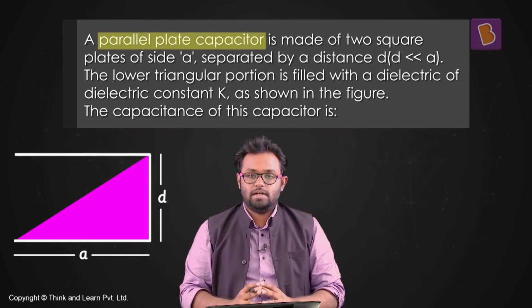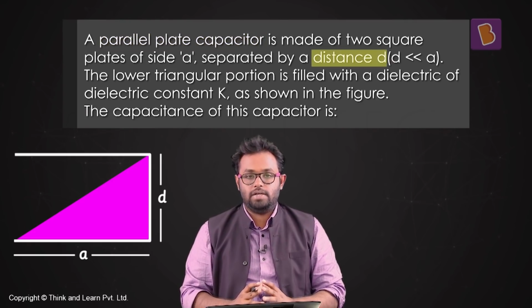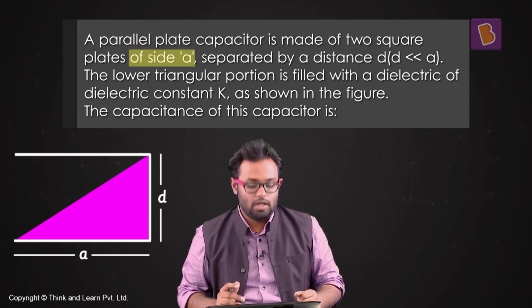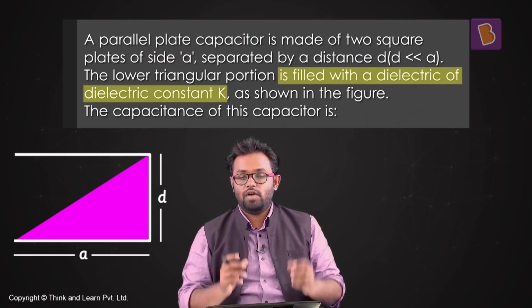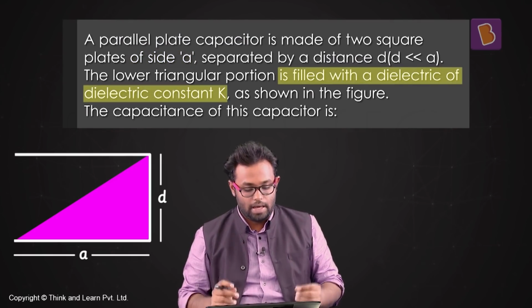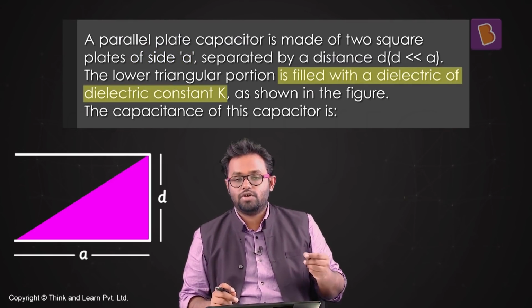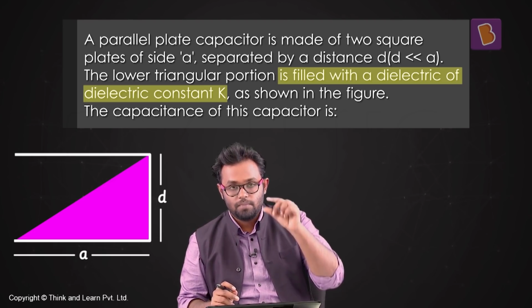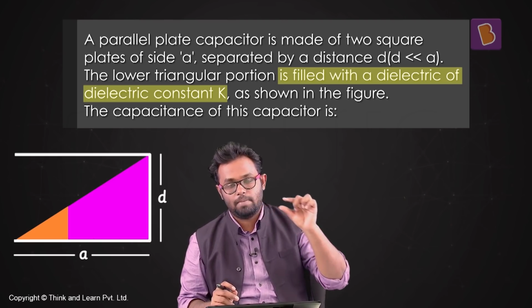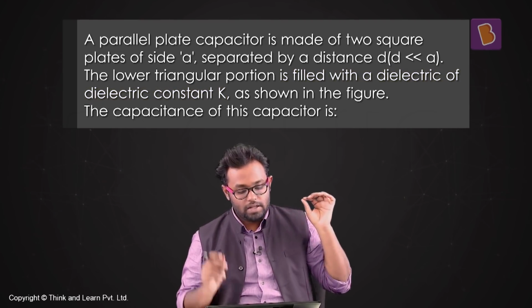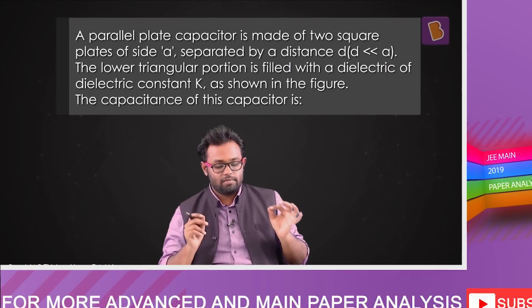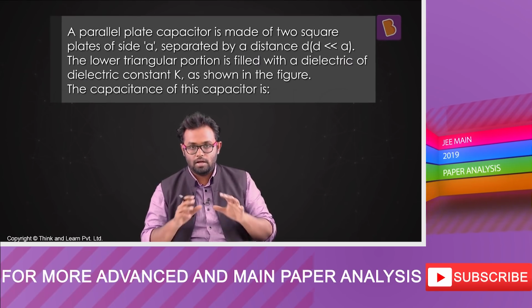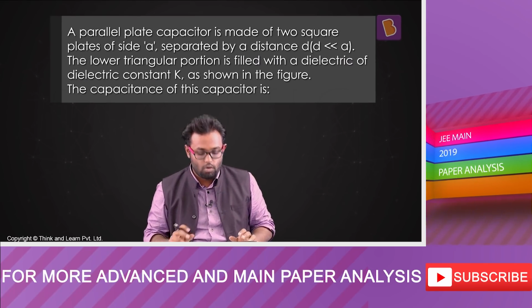Now this problem has a parallel plate capacitor of side D and length and width equal to A, and it is filled with a dielectric of dielectric constant K. I can see that the width of this dielectric itself is changing within the capacitor, and that makes this problem relatively difficult, because there will be a good number of steps involved to solve it.